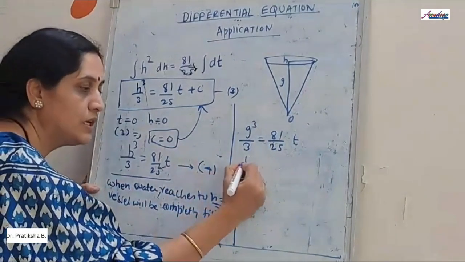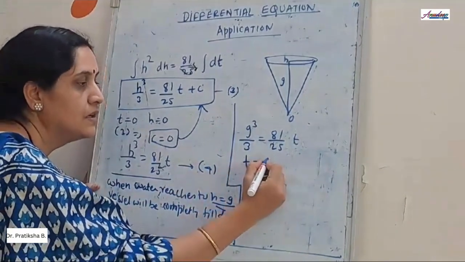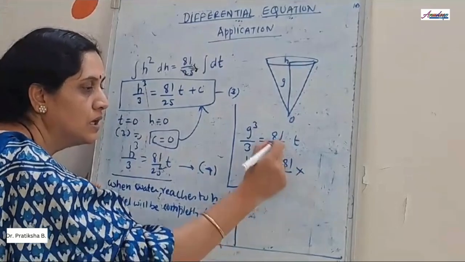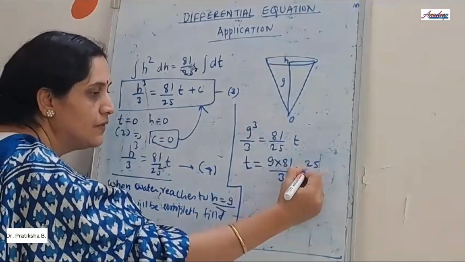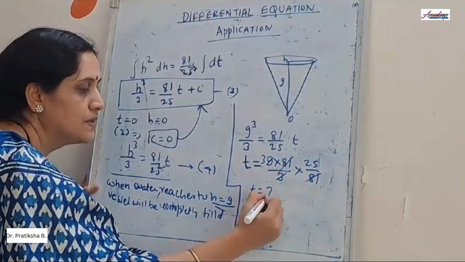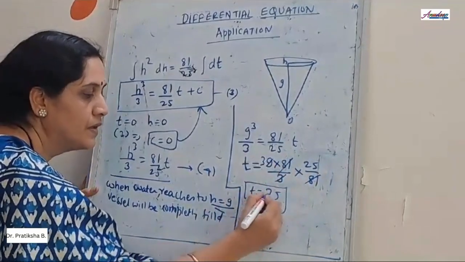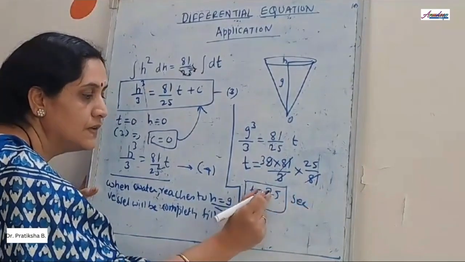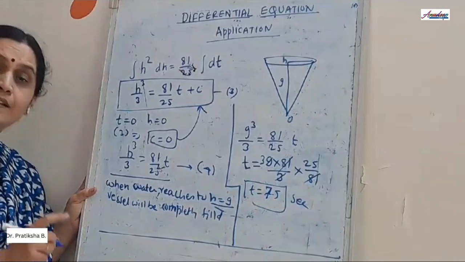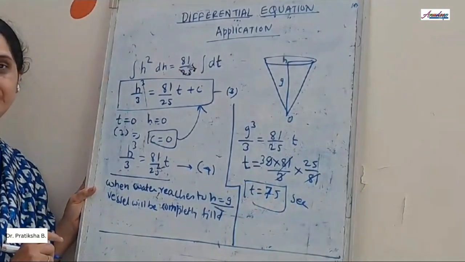So let us calculate t. T becomes 9 into 81 upon 3 into the reciprocal of this, which is 25 upon 81. So t becomes 75. So that means after 75 seconds, the right circular vessel will be completely full.